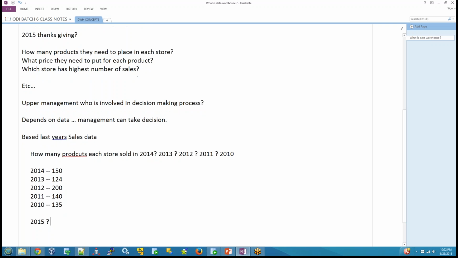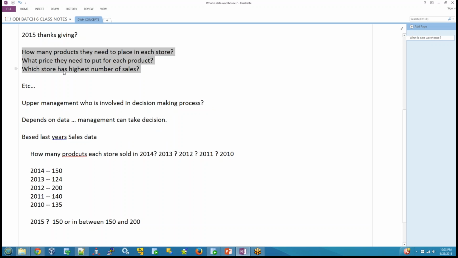So they can make a decision based on this, either 150 or in between 150 and 200. So they can make the decision. How are they coming to this conclusion? Based on the data available from their database, the last sales data. They have the last years' data stored in a single place. The important points are the last year's data and the decision. And this is the report they are generating.